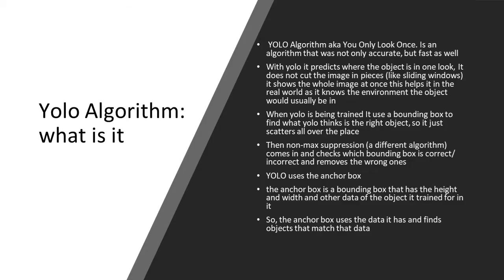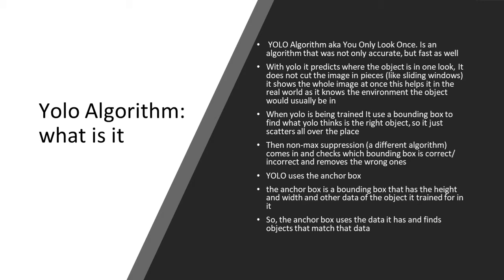Okay, so YOLO algorithm. What is it? A YOLO algorithm, aka you only look once, is an algorithm that was not only accurate but fast as well. With YOLO, it predicts where the object is in one look. It does not cut the image in pieces like sliding windows. It shows the whole image at once. This helps it in the real world, as it knows the environment the object would usually be in.